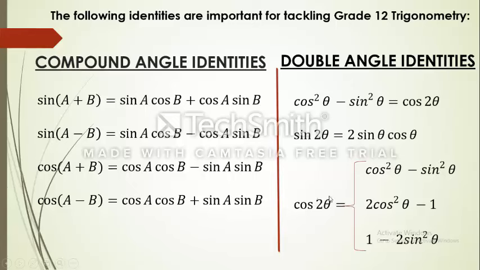I tried to give you other identities that come from cos 2 theta. The first one being cos squared theta minus sine squared theta, as mentioned above, and the second one is 2 cos squared theta minus 1, and the third one is 1 minus 2 sine squared theta. It is important that you remember these formulas because we're going to apply them when we are tackling your past exam questions.